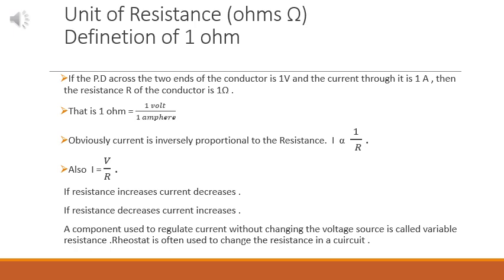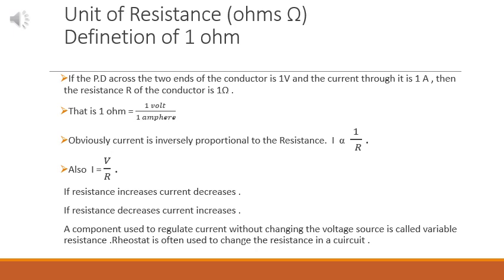Obviously, current is inversely proportional to resistance. I is inversely proportional to R. When we write inversely proportional, we write it as 1 upon R. Also, I is equal to V upon R. We just shift R to the other side and current to the left hand side.